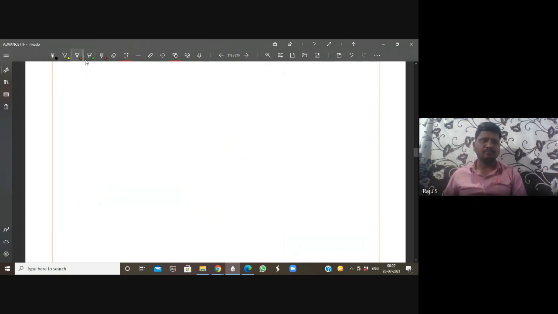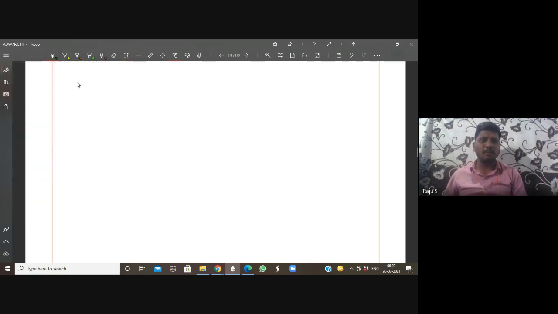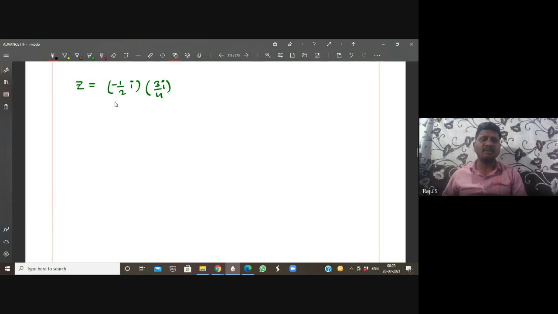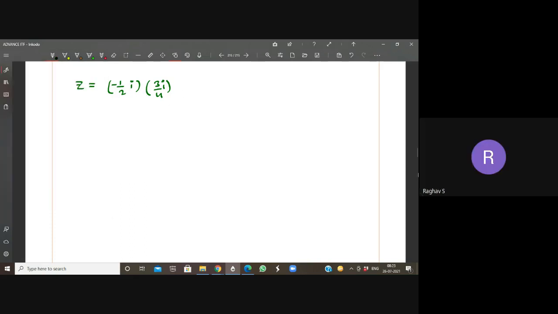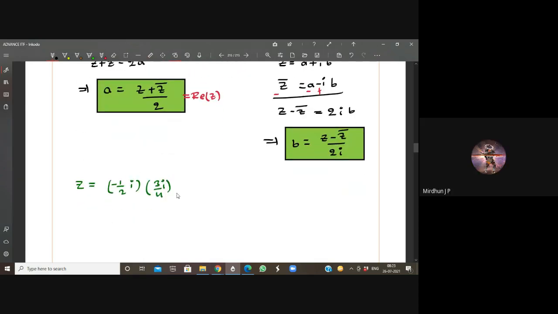For example, they may give a few numbers like complex numbers and ask to change to standard form. For example, minus 1 by 2 i into 3 by 4 into iota, they may ask. So now they may ask to change to standard form. What is the standard form of this complex number?